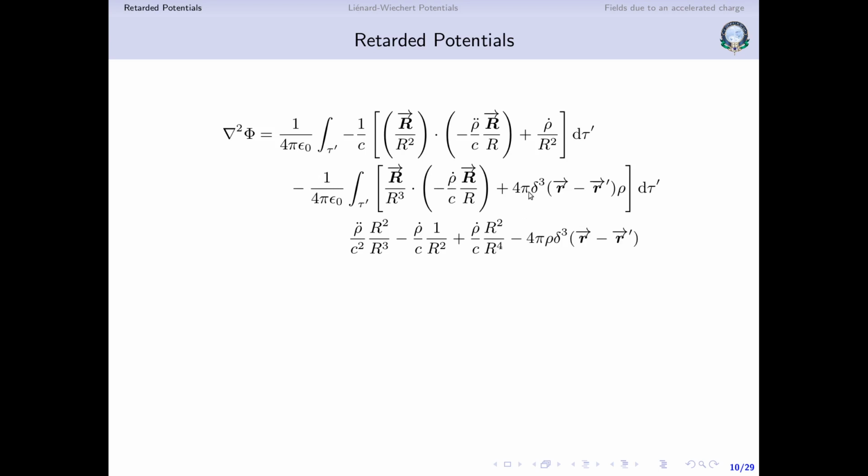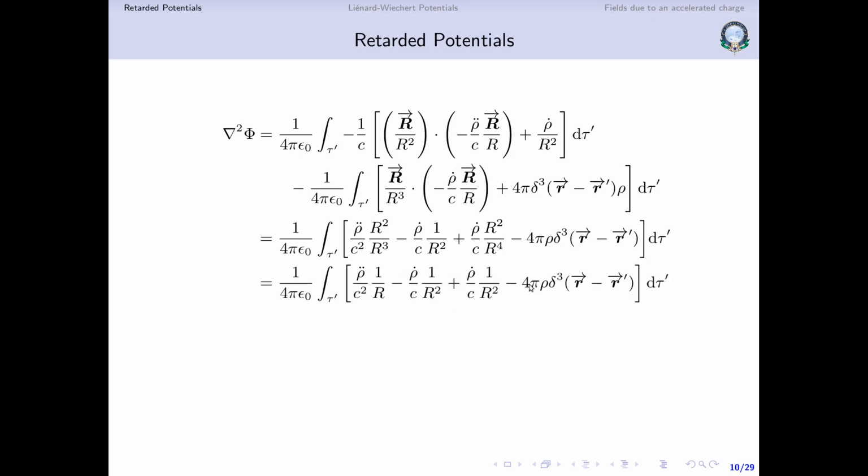And finally we have 4 pi rho times the Dirac delta function at r minus r prime, and of course 1 by 4 pi epsilon naught outside, and the entire thing is integrated over this volume tau prime. Now this just cancels out, so this r square goes off. We'll have a 1 here, and in the denominator we'll have 1 by r.